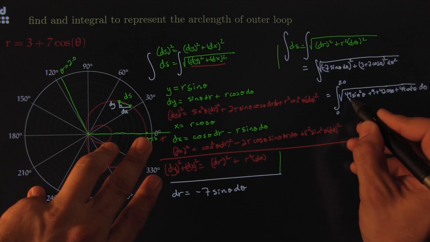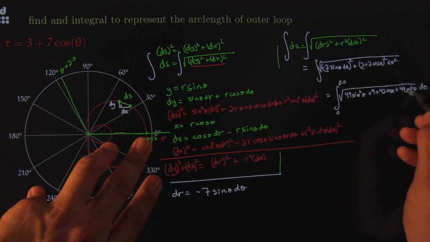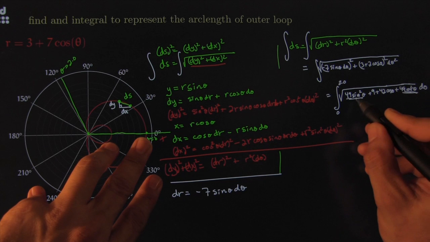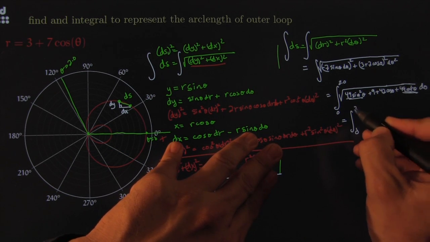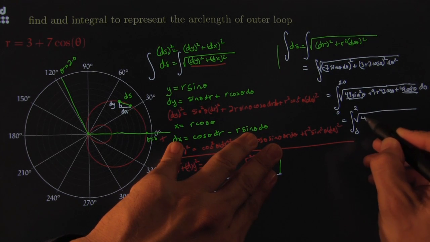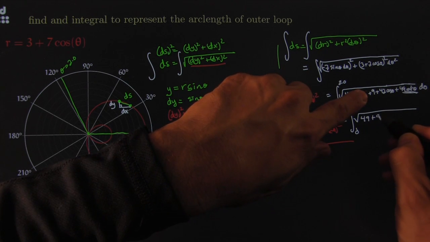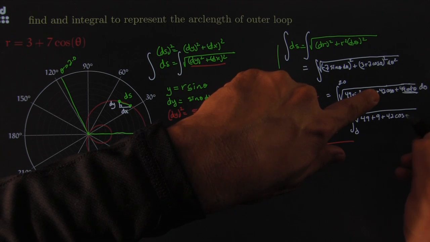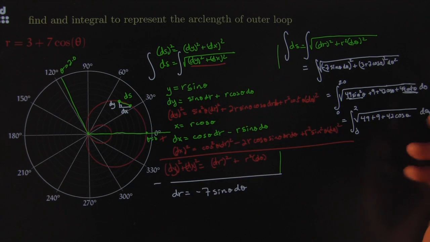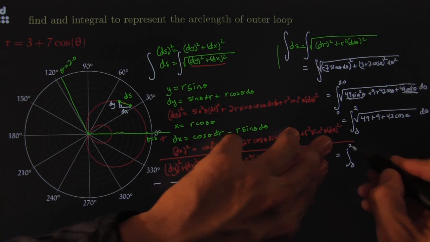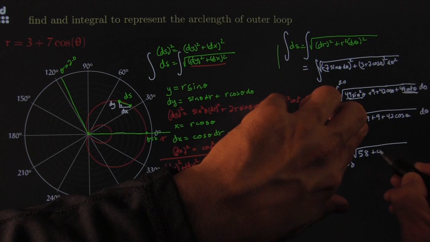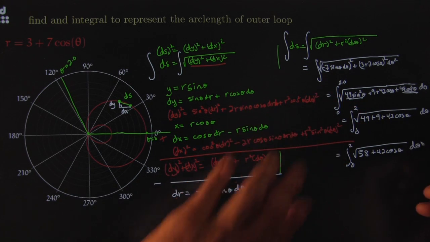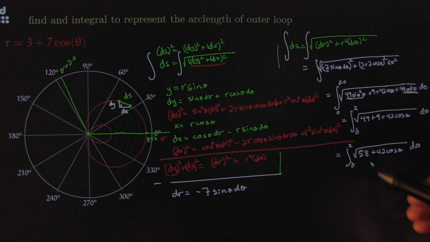Alright, I can clean it up some more here. You've got a 49 sine squared theta and a 49 cosine squared theta. You could factor out a 49 out of both of these. And if you did factor out a 49, that would leave a sine squared and a cosine squared, making it obviously equal to just 49. So I have 49 plus 9 plus 42 times cosine theta times d theta. I can even clean it up some more. That would be 0 to 2. That would be 58 plus 42 times cosine theta d theta. A very doable, not exactly trivial, but a very doable integral.